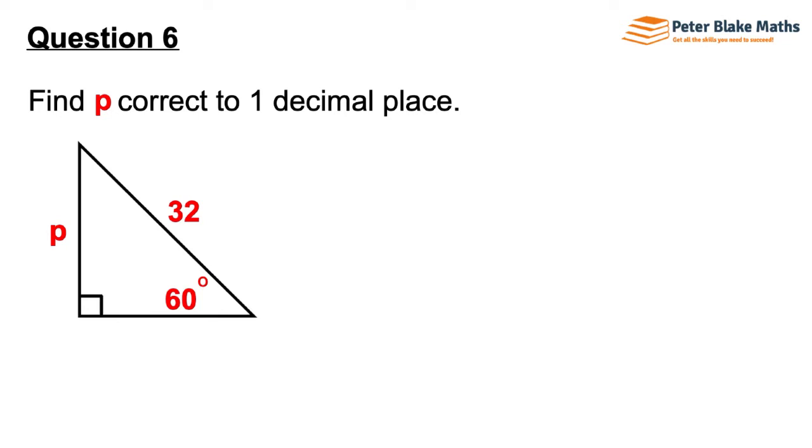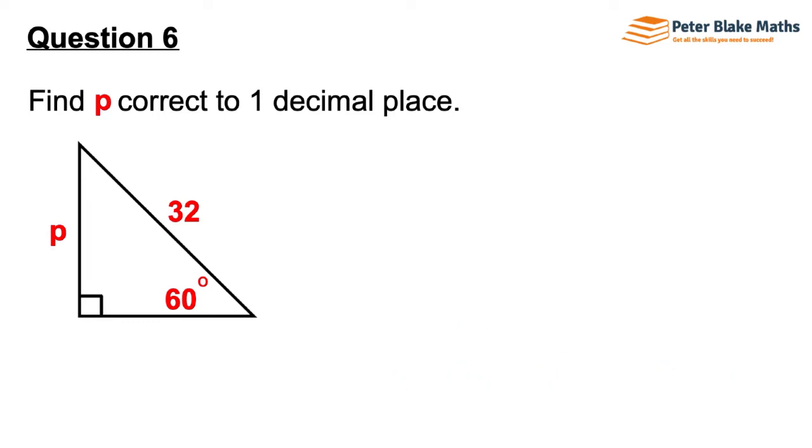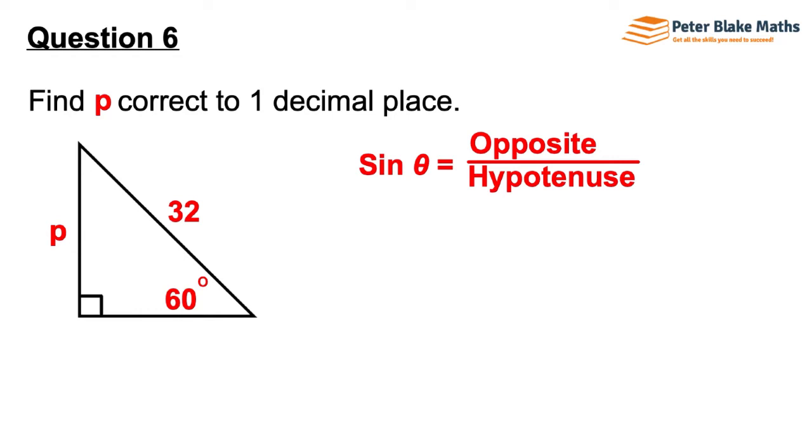Question 6. Find P in the diagram below, correct to one decimal place. From the 60 degrees we have in this question an opposite where P is and a hypotenuse where the 32 is. So we'll base our question on sine theta equals opposite over hypotenuse. When we stick to that order, we get sine of the angle, which is 60 degrees, equals opposite, which is P, over hypotenuse, which is 32.